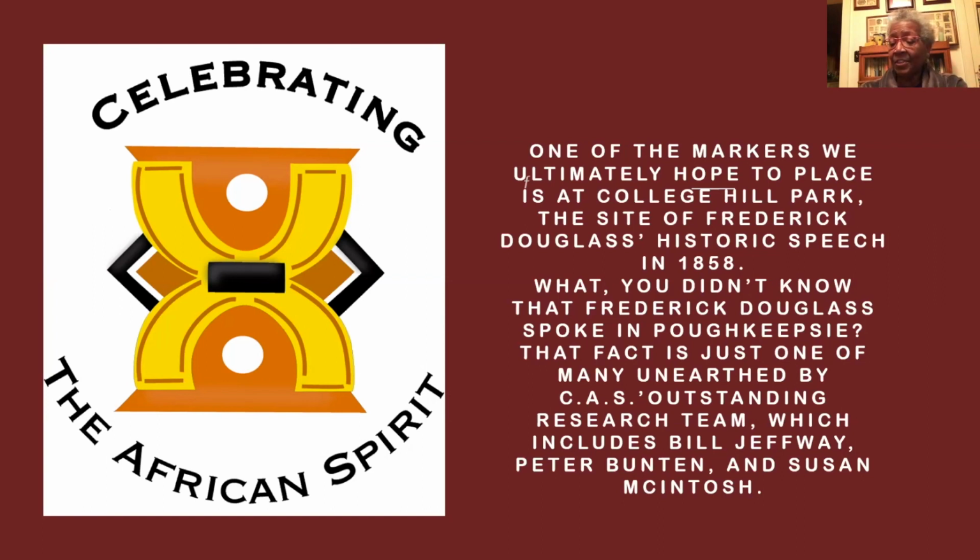Poughkeepsie was the second capital of the state of New York. And so many noted people came through here, and our location on the Hudson River made it very convenient for people to come here. And this was after the Revolutionary War that it was the second capital.